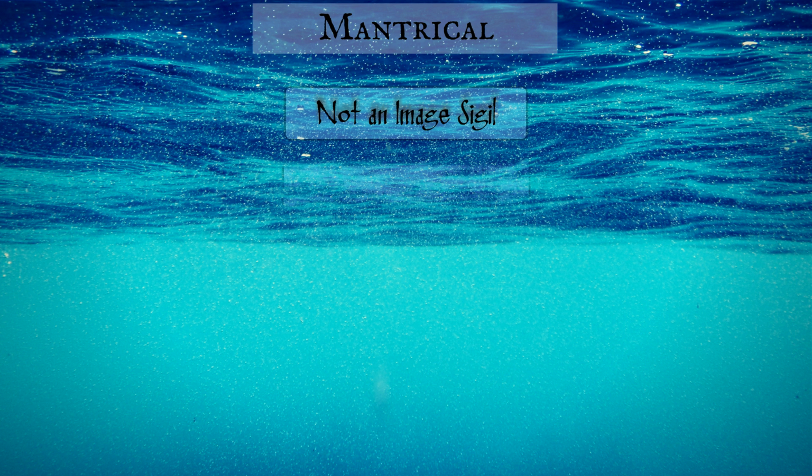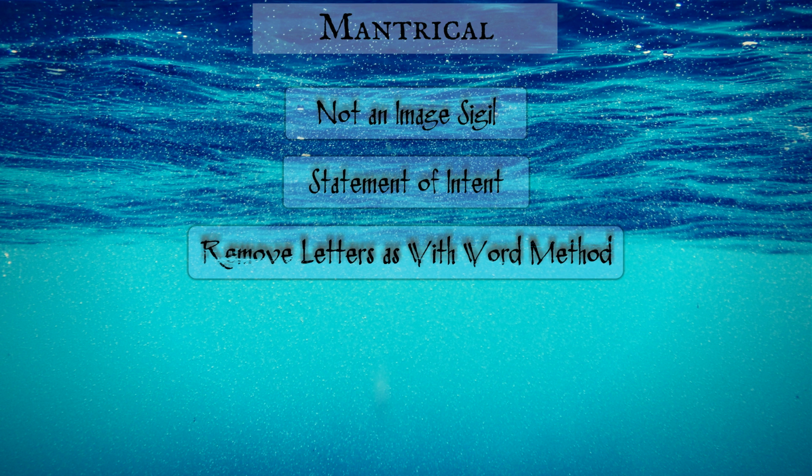Now, this method starts in a similar fashion as the word method, so one creates or chooses a statement of intent in the form of a sentence. Again, the double letters are removed from the sentence, and one may also continue to remove unwanted letters as one pleases. But in general, keep this to a minimum. Now, with this method, one must not remove the vowels, as it is optional in the word sigil, but not in the mantrical.